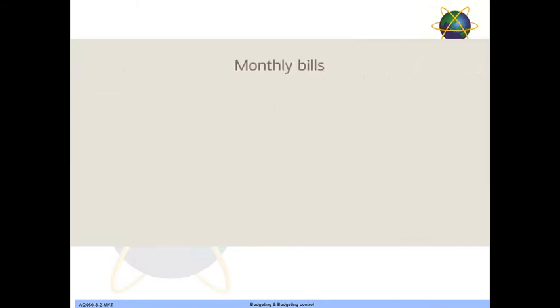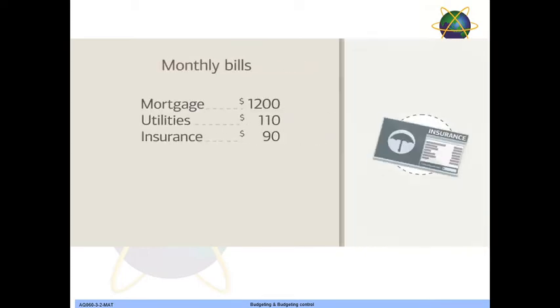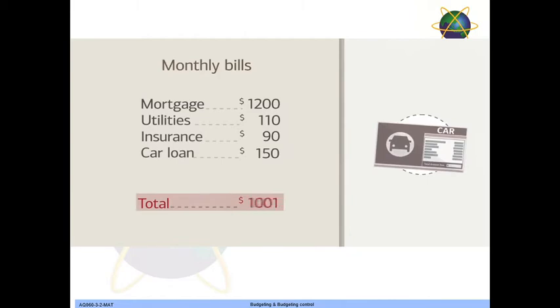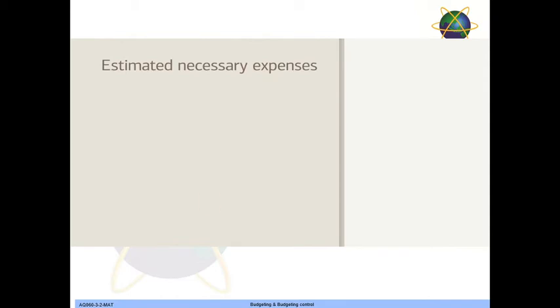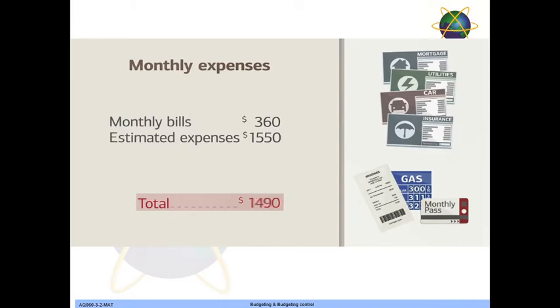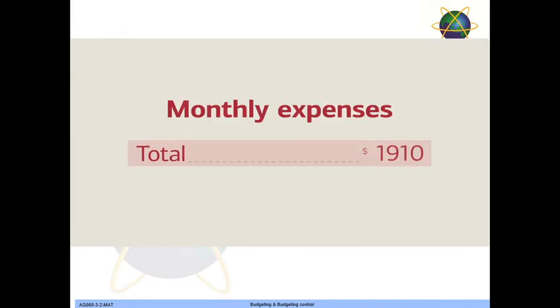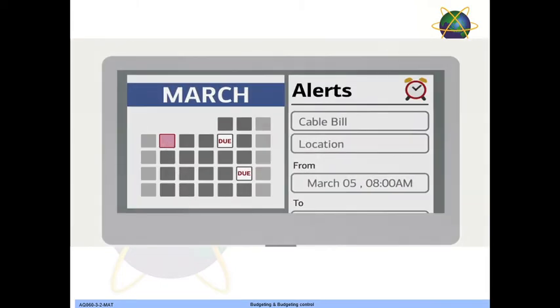This will be your regular bills, like rent or mortgage payments, all your utilities, insurance payments, and any other loan or credit card payments you make each month. Then, estimate your other necessary expenses, like what you spend per month on groceries and transportation costs. Add all these costs up and you've got your baseline, what you need to cover every month. When it comes to paying your regular bills, setting up alerts on a calendar can help to remind you to pay them a few days before they're due.